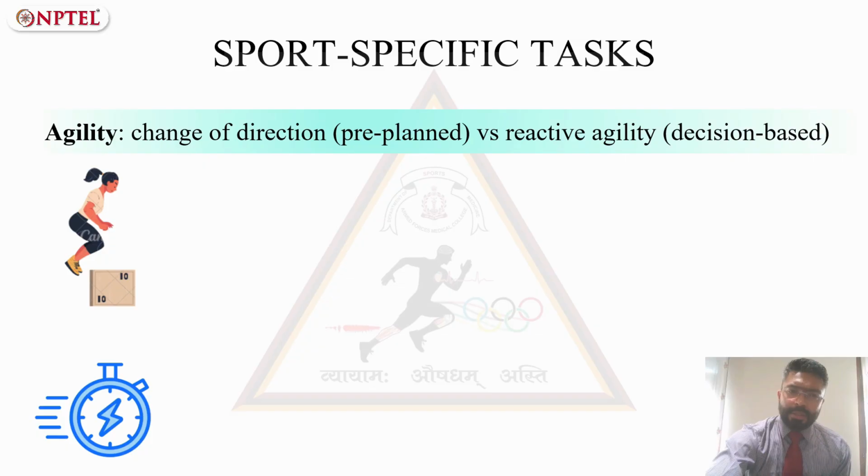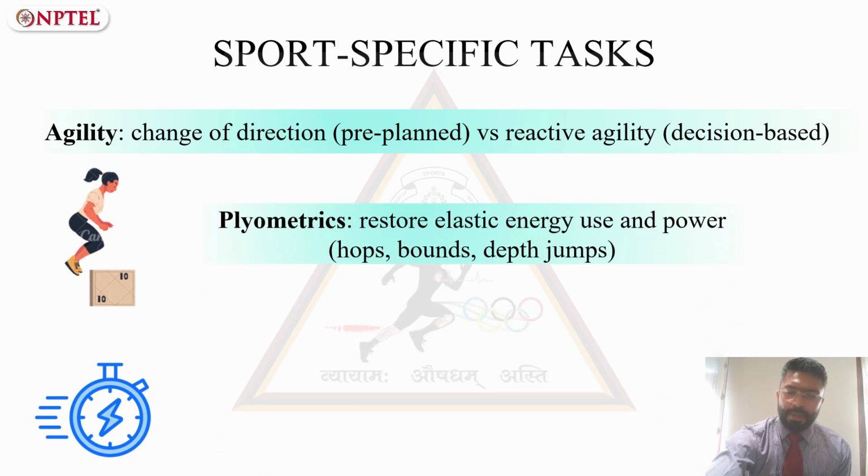Agility. This is a change in direction without change in speed of movement. This could be a pre-planned activity or a decision-based reactive agility drills. Plyometrics. These involve explosive movements such as hops, bounds, and depth jumps. They are utilizing the stored elastic energy in the muscles and tendon complexes and are powerful movements. Power is the transfer of force in minimal time.